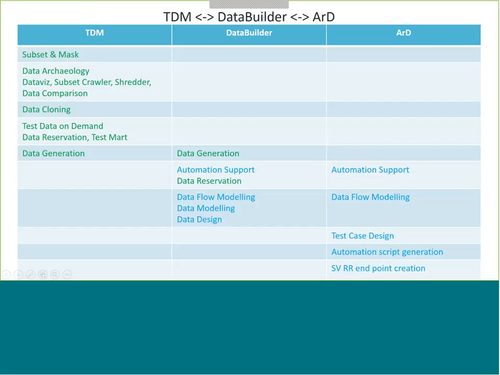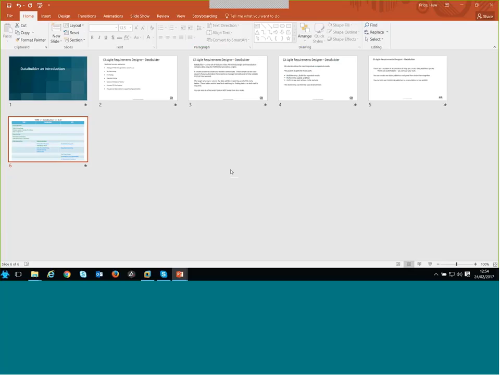And then what we've added in the middle is that we're using the generation from the TDM engine. We're obviously providing a lot of the automation support. We've also got a new method of reserving data, a much lighter method than the TestMart. And then obviously you've got data flow modeling and data design built into the Data Builder engine. Okay. So I think I've probably been going at the rate of knots, so I'm just about finished here.